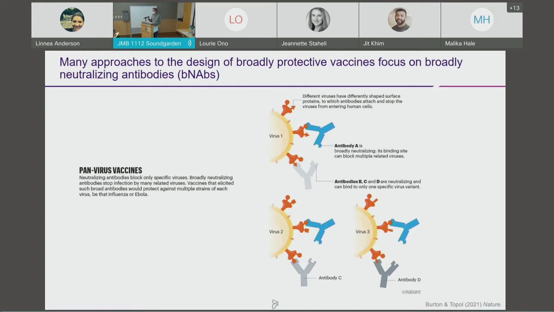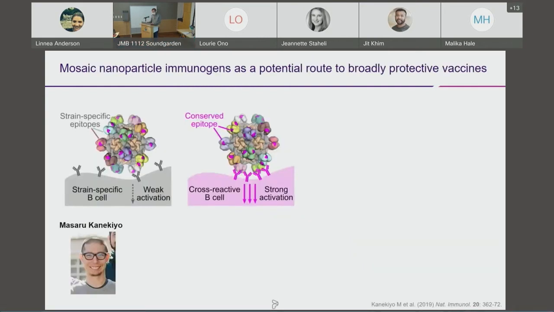The question is, can we provide the right information to the immune system to elicit those types of antibodies? And one approach to do that was, again, pioneered by Masaru, our collaborator, and we've been working together on this for the last few years now. And that idea is to use what he referred to as mosaic nanoparticles.